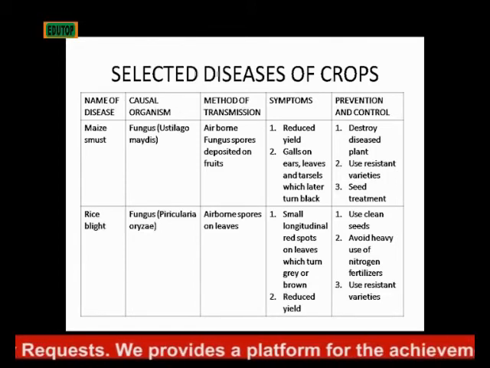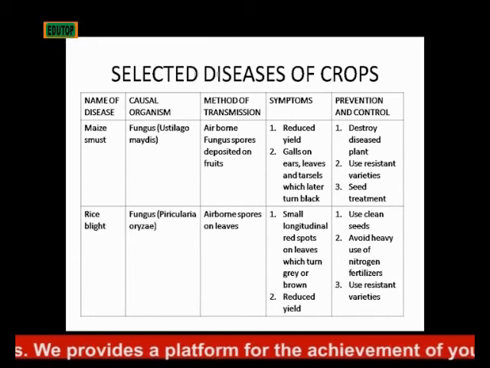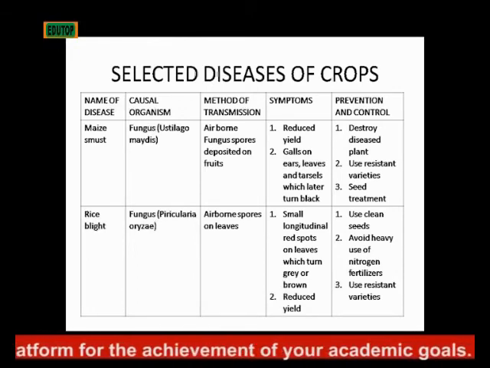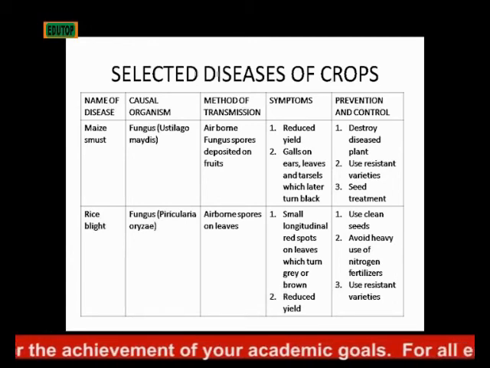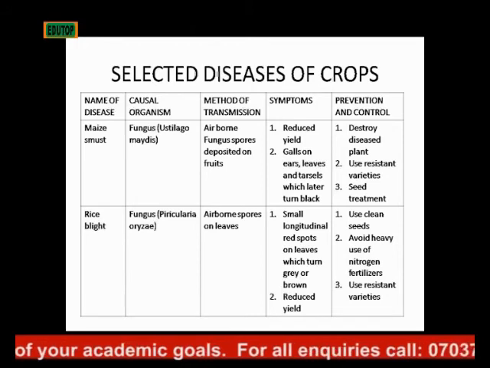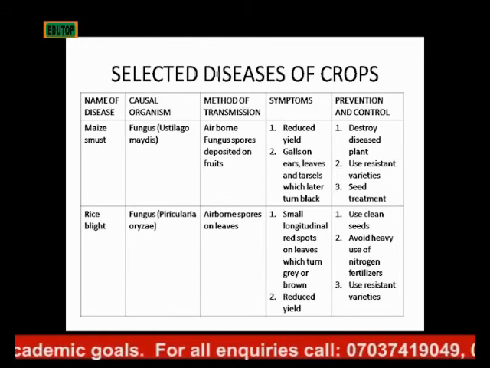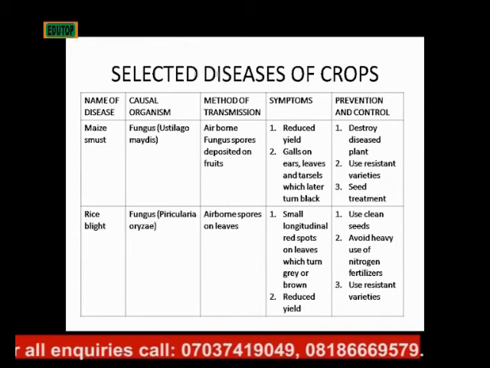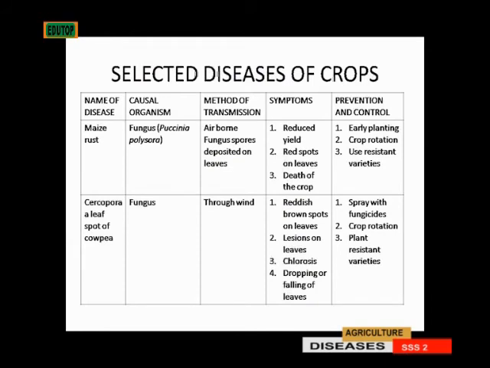How do you prevent or control rice blast? First, you use clean seeds. Then you avoid heavy use of nitrogen fertilizers. We have mentioned earlier what nitrogen fertilizers are. So avoid heavy use of nitrogen fertilizers. Then use resistant varieties. The next disease of crops is maize rust, also caused by a fungus called Puccinia polysora.